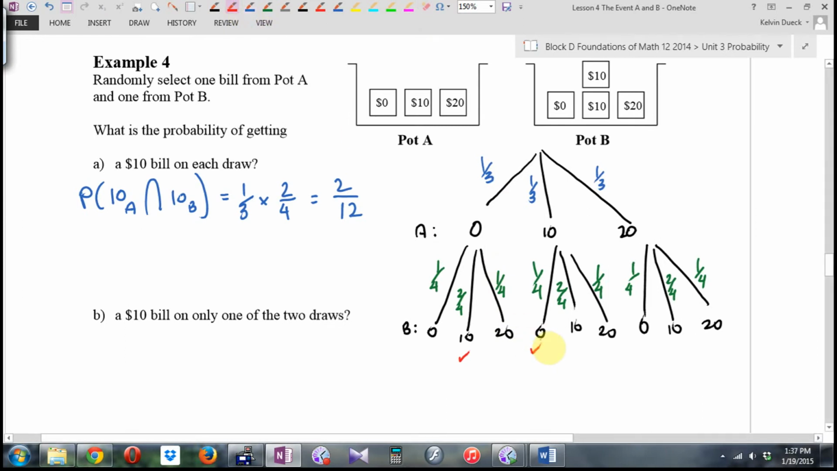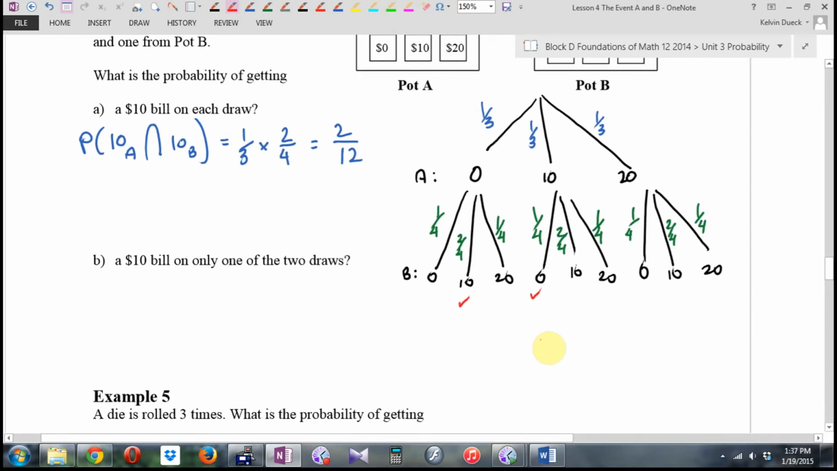Any other branches have exactly a $10 bill and nothing? Okay. Then it's going to be multiply down, add across. Now, I'm going to show you, first of all, how you would write this in probability notation. And as I'm writing it, notice how it fits on the tree. Here's what you would really say. This is saying find the probability of 10A and 0B, or find the probability of 0A and 10B. That's how they could write it in probability notation.